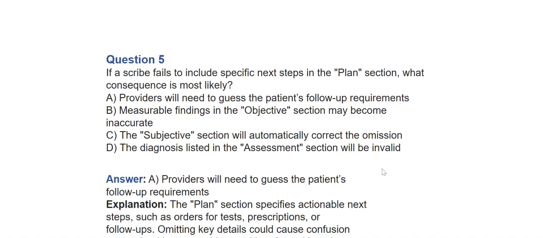The answer is A, as here the providers will need to guess the patient's follow-up requirements, as the plan section specifies actionable next steps, such as orders for tests, prescriptions, or follow-ups. Omitting key details could cause confusion among healthcare providers and interfere with patient care continuity.